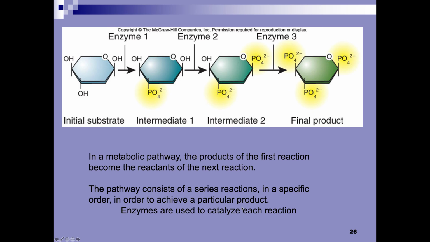In metabolic pathways, remember we start with our initial substrate, and that is going to enter into a reaction with the first enzyme in the pathway. That enzyme will cause a reaction to occur, which then creates intermediate 1 as the product. Intermediate 1 as a product will become the reactant for enzyme 2. The product of enzyme 2 becomes the reactant for enzyme 3, and so on until we get to the end of the pathway. The products of one reaction are going to become the reactants of the next.